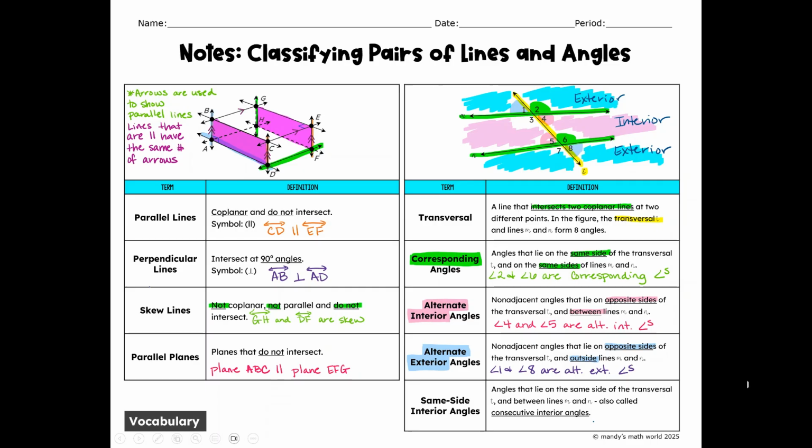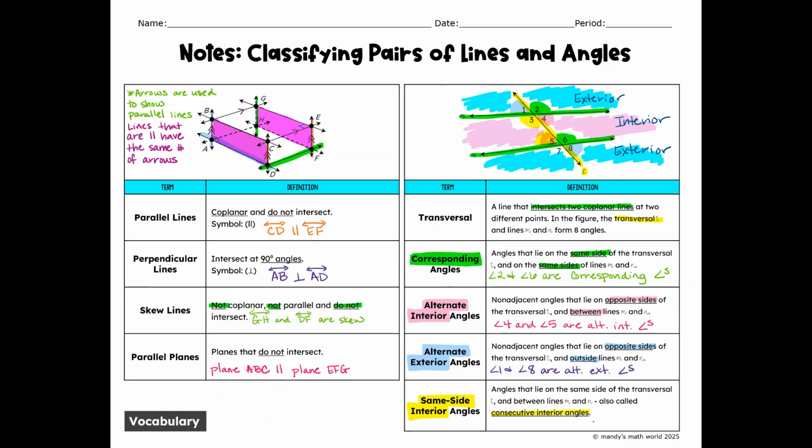So now let's move on to our last vocabulary term, same side interior angles. What do you think that might be? Those are angles that lie on the same side of the transversal, T, and between lines M and N. These are also called consecutive interior angles. And you might see either same side interior angles or consecutive interior angles, and they mean the same thing.